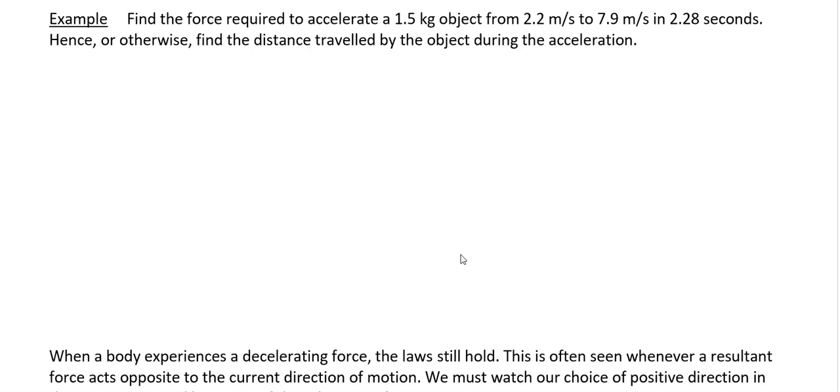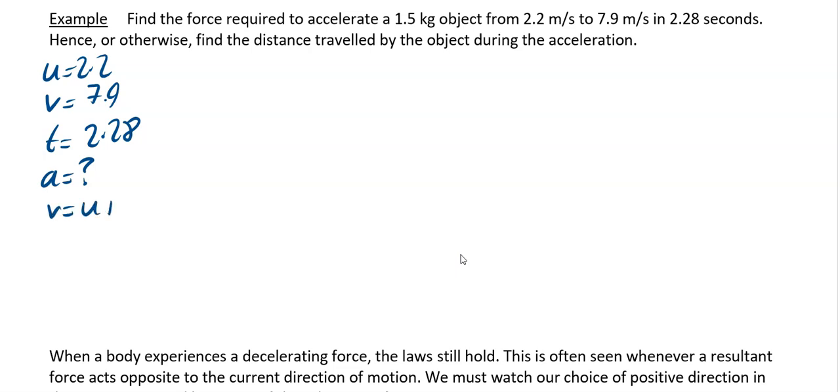Okay, right. First of all, we need to find the acceleration. So we're going to say our u is equal to 2.2. Your v is equal to 7.9. It accelerates between those two speeds in 2.28 seconds. So what we want to find is the acceleration. So use your easiest of the SUVAT equations: v is equal to u plus at.